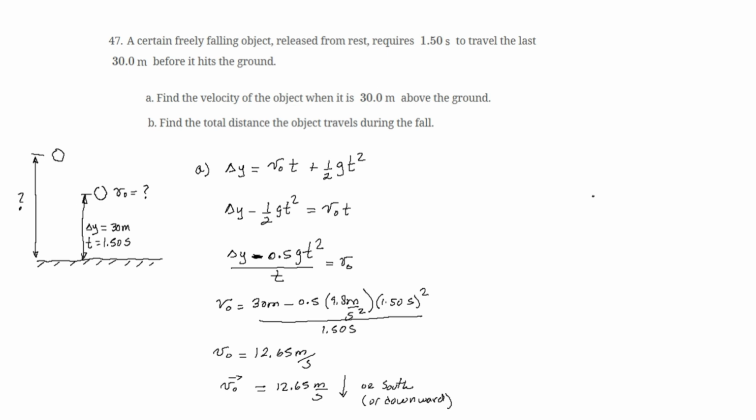In this case, we want to know what is the total distance the object travels during the fall. I know that from this point here, where the velocity was 12.65 meters per second, the object was 30 meters above the ground.